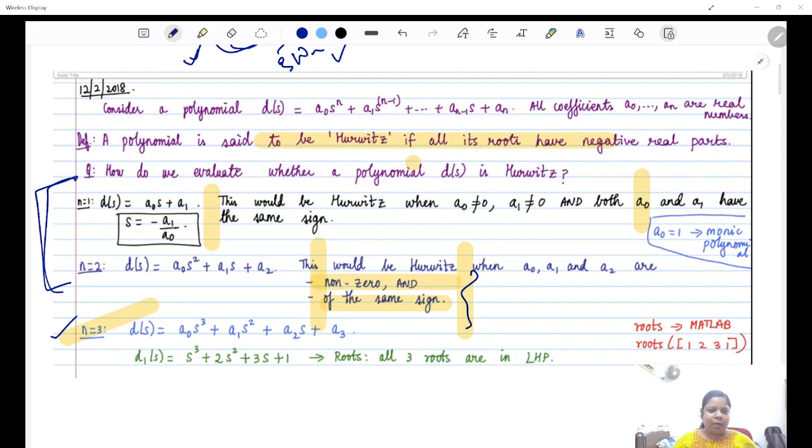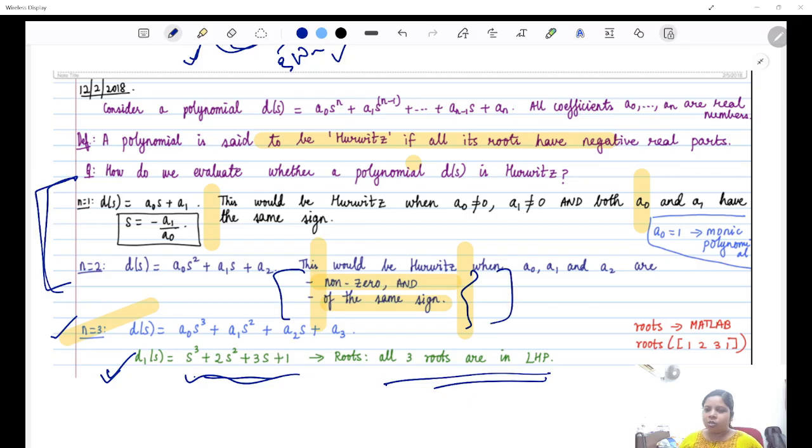So there are two examples that are covered. One of them was this D1, right? You get many solvers online as well. If you try to find out the roots of this characteristic equation, you will see all of the roots are lying in the left half of the S-plane. Now, let's go by these two conditions.